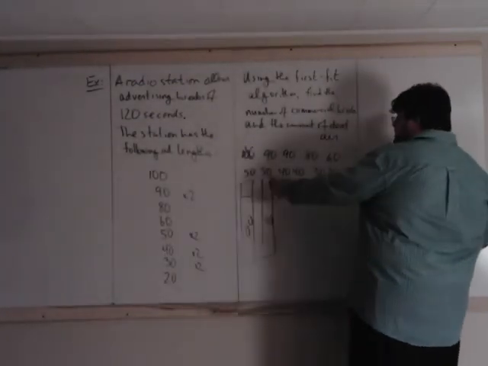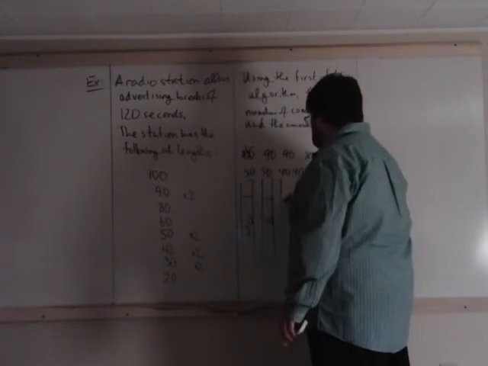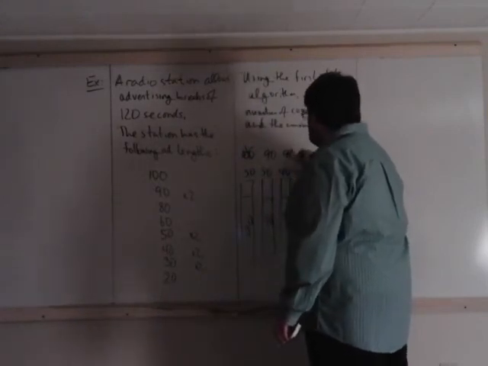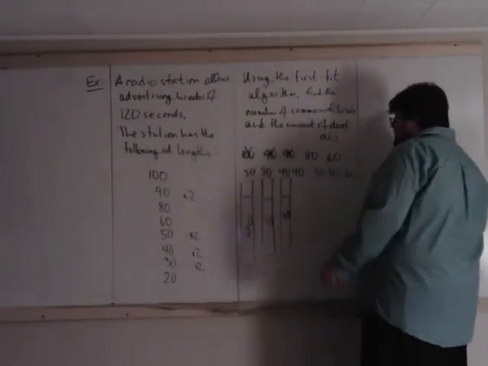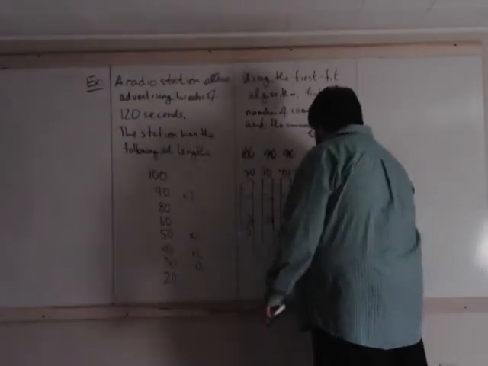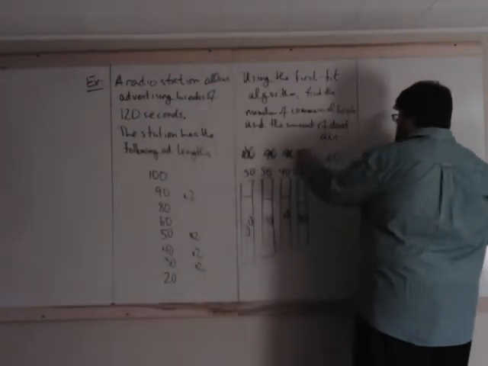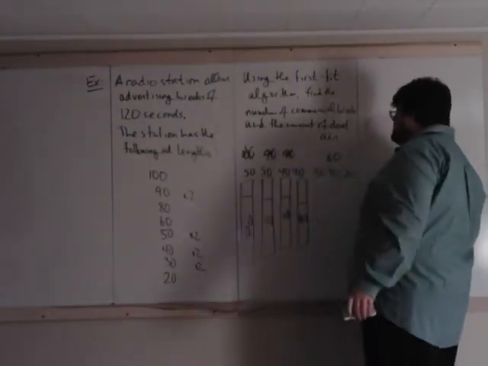What's left up here is 30 seconds. So we need to put the next 90 in the next bin. Well, how about this 80? Well, that doesn't fit anywhere. So we need an 80 here. Notice here we have 40 seconds left there.